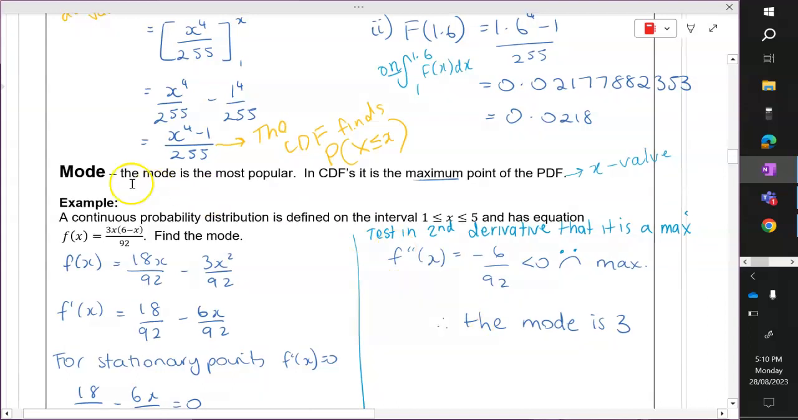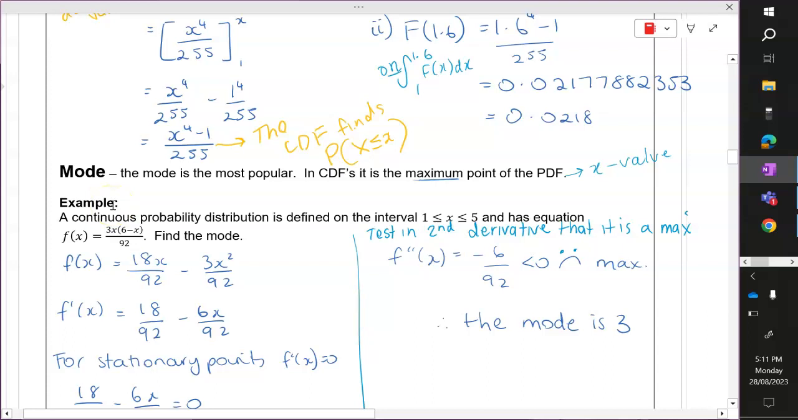Okay, we're now going to have a look at the mode. Now, the mode is the most popular or the most common. That's how we used it in our data topic earlier on, and when you did that in your junior years. And it's still the most popular. In CDFs, it's the maximum point on the curve. So if you have a function, the highest point, the x value that relates back to that is going to be your mode.